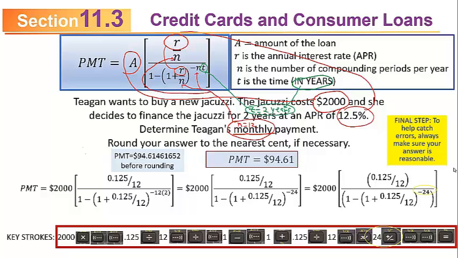But if you get a really big answer like $961, then you know that can't be right. So always look and see if your answer at least seems reasonable.